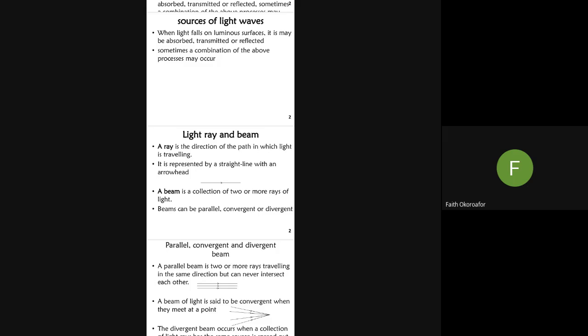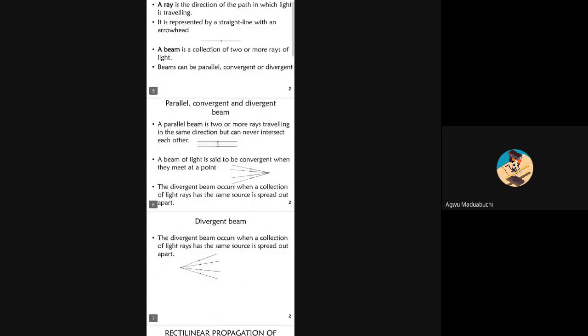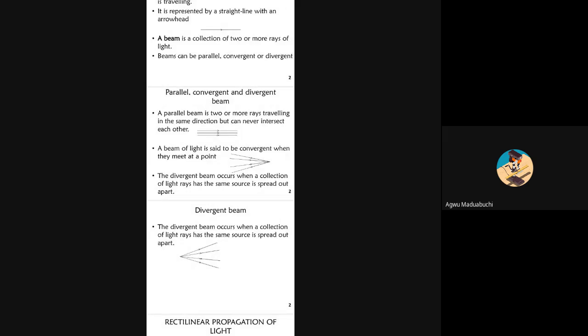A beam is a collection of more than one ray. A ray is the direction of light. So a ray of light is the direction of the path in which light is traveling, while a beam is a collection of two or more rays of light. So, all right, next slide.